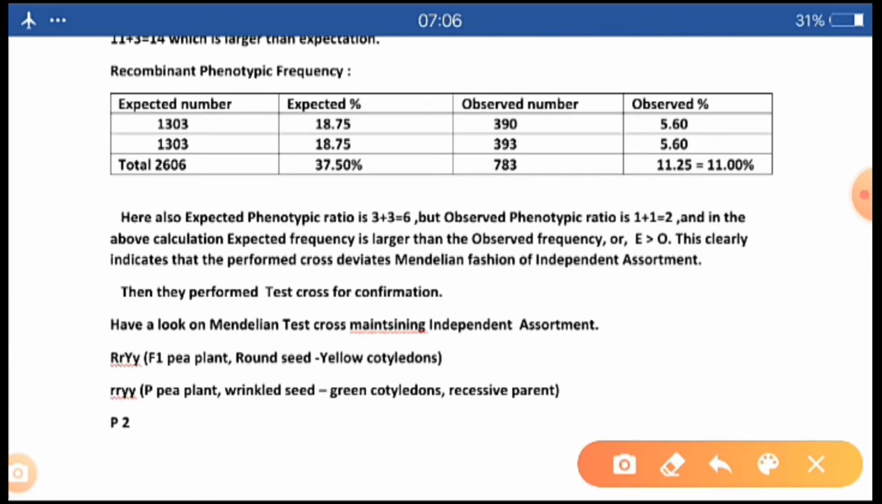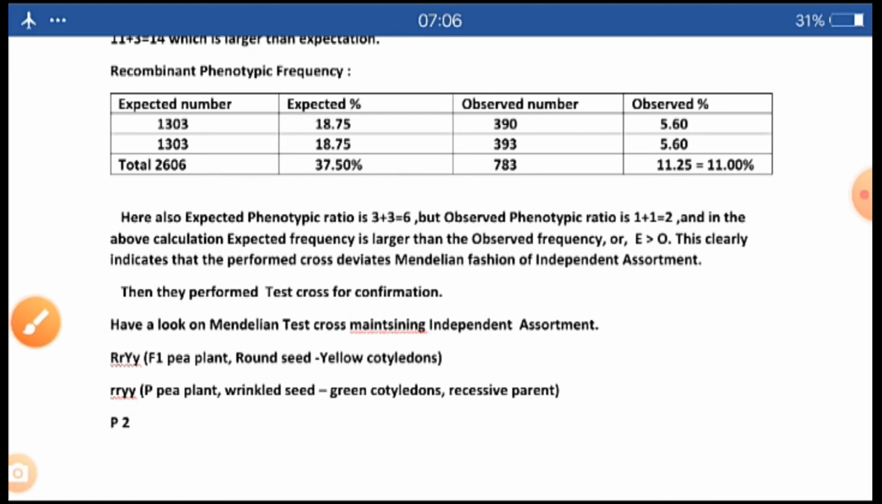Have a look. Expectation is greater than observation. That is, observation is smaller than the expectation. So it is clear that this cross is not maintaining Mendelian fashion. To confirm it, a test cross is required.